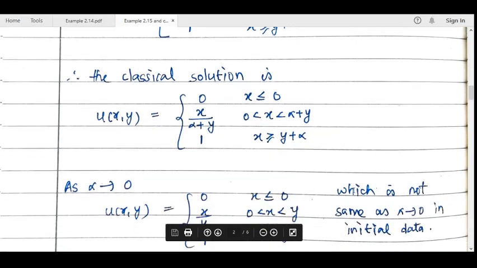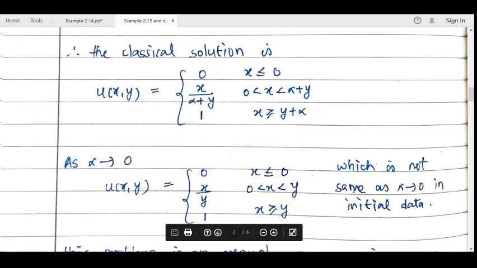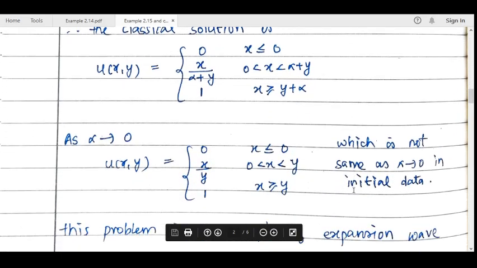Now we will see the case when alpha tends to 0. So here, when alpha tends to 0, what will be u? u will be 0 for x less than or equal to 0. Here it will be x by y for 0 less than x less than y, and 1 for x greater than or equal to y. So this is the solution when alpha tends to 0.